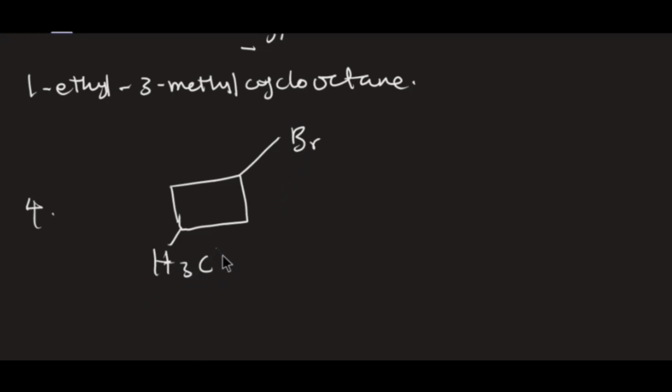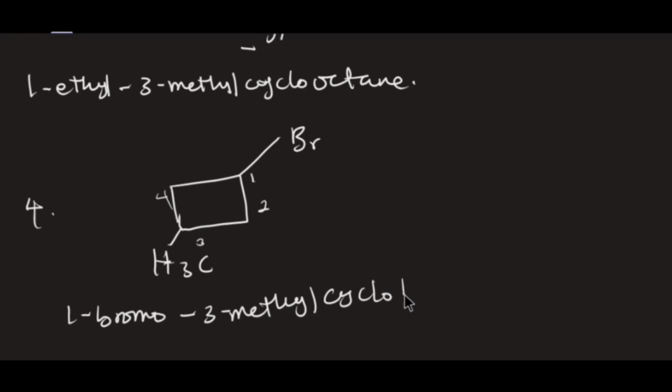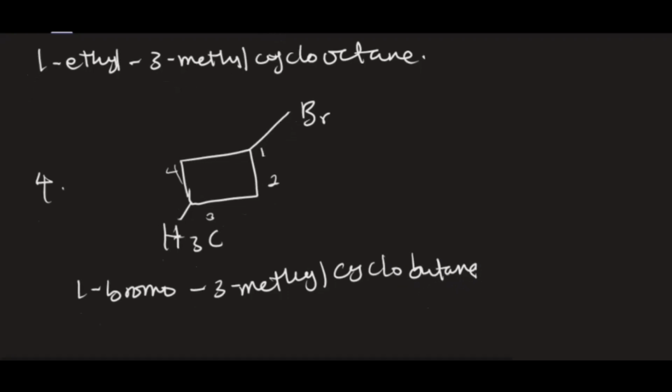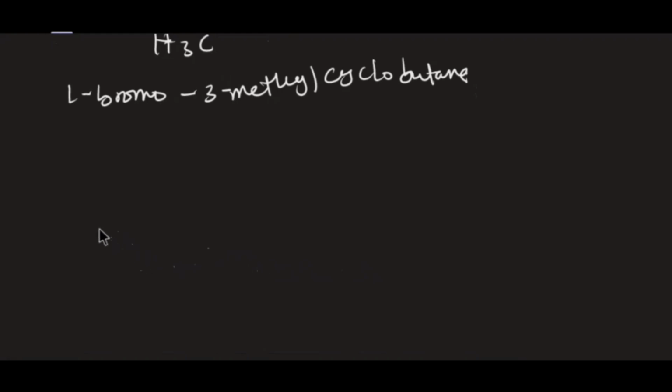And in this case, I'm going to have a numbering that will give me the lowest possible number for the starting. So we'll have 1, 2, 3, 4. So that is 1 bromo, 3 methyl, and it is cyclobutane. Now let's see. I have another one here. I have this, this, this. 1, 2, 3, 4, 5, 6, 7.